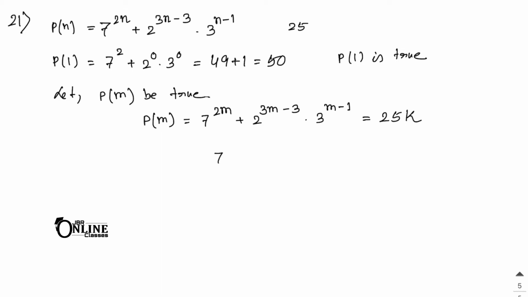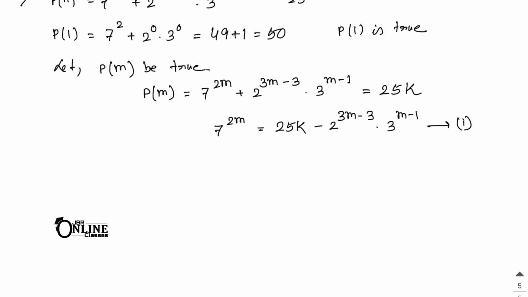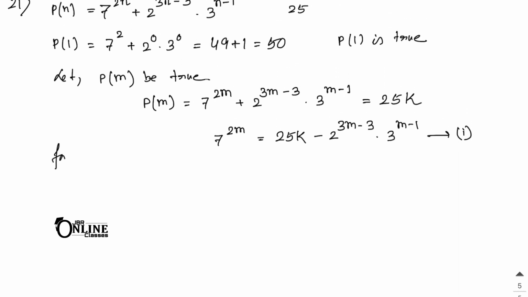So from that one, 7 to the power 2m equals 25k minus 2 to the power 3m minus 3 into 3 to the power m minus 1. So that is here equation number 1. Now you have to show that this one is also true for Pm plus 1.